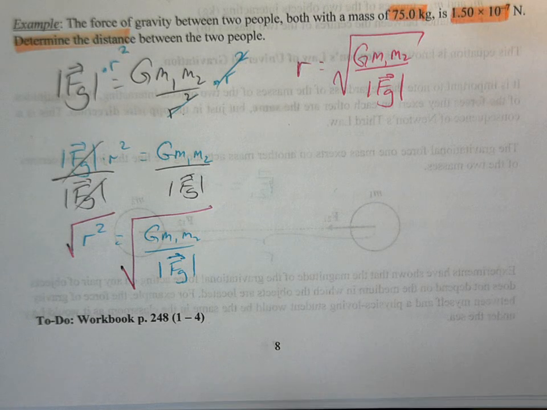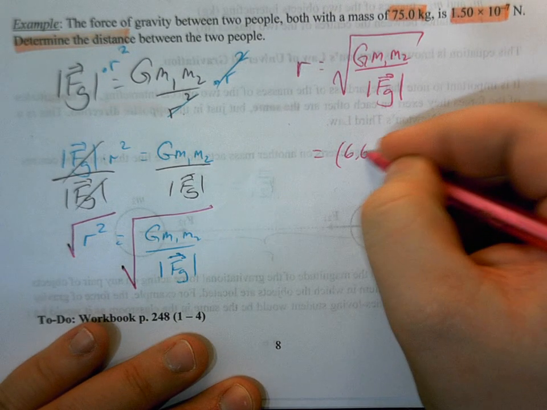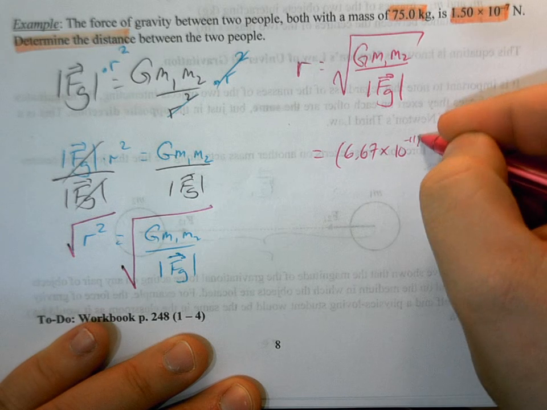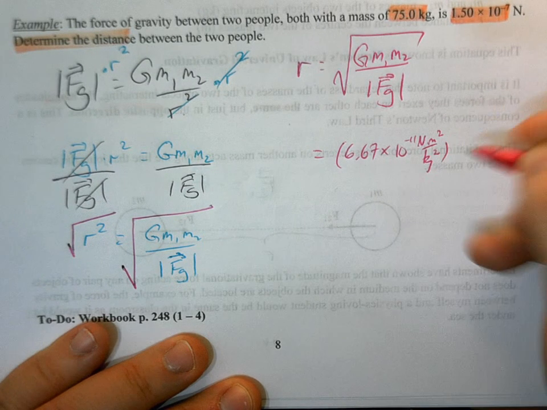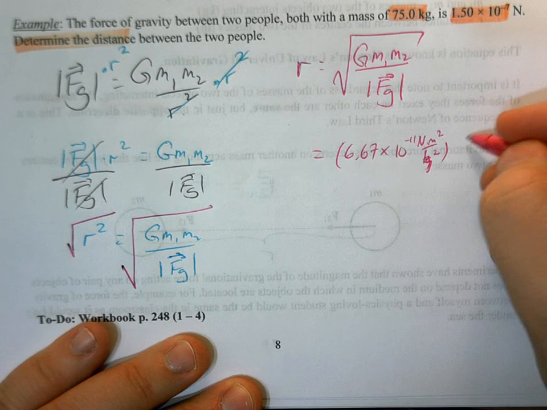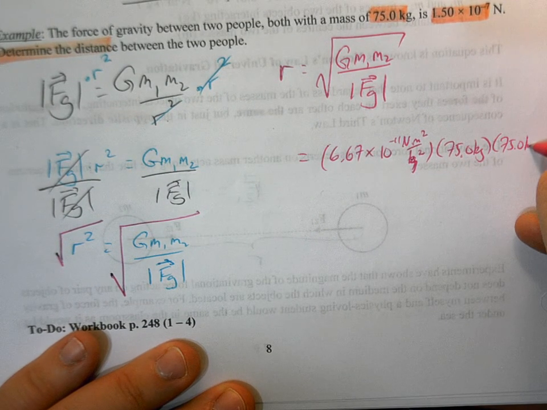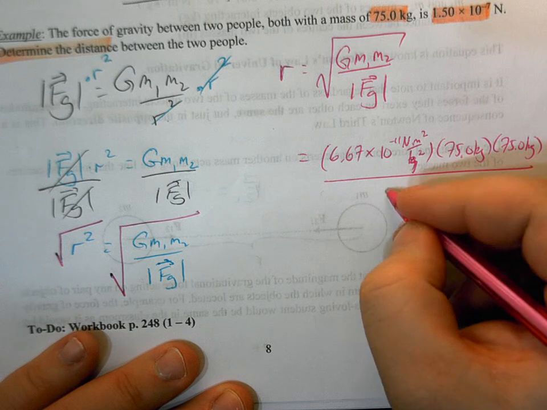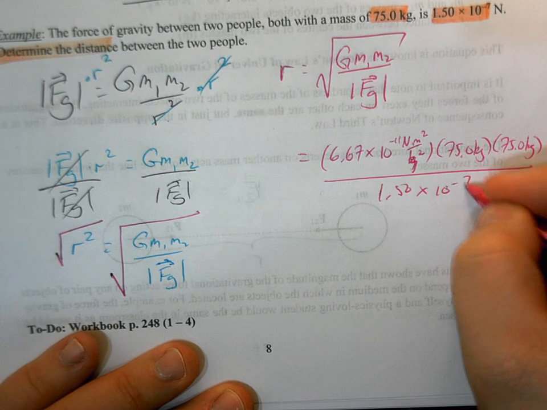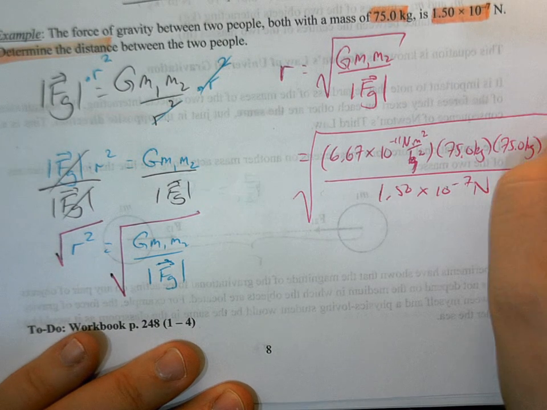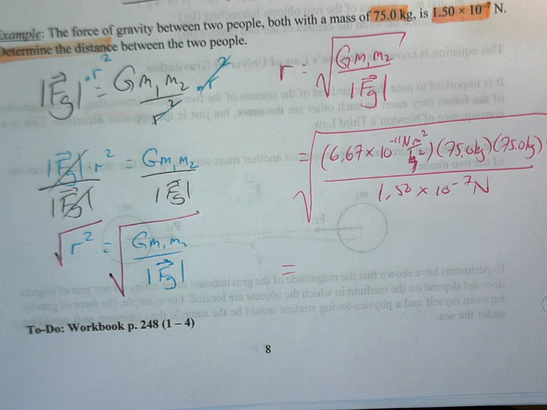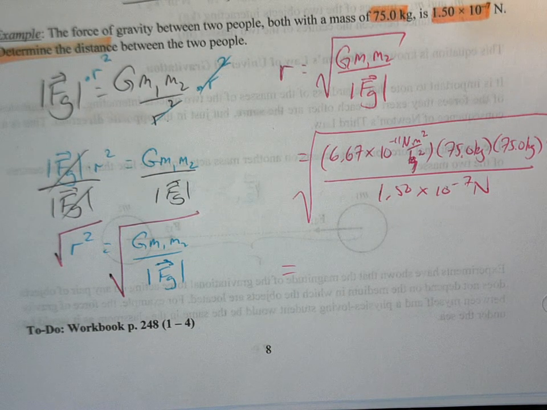So now that we have our formula, let's plug stuff in. We got this 6.67 times 10 to the minus 11 newton meters squared per kilogram squared. Each person has a mass of 75 kilos, so we got 75 times 75, and then we're dividing that by this magnitude of the force of gravity, and then we're going to square root that whole thing. Now, with all these questions, if your answer seems a little funny, your gut's telling you something's wrong, trust in your gut. Your gut's usually fairly right on a lot of these things.